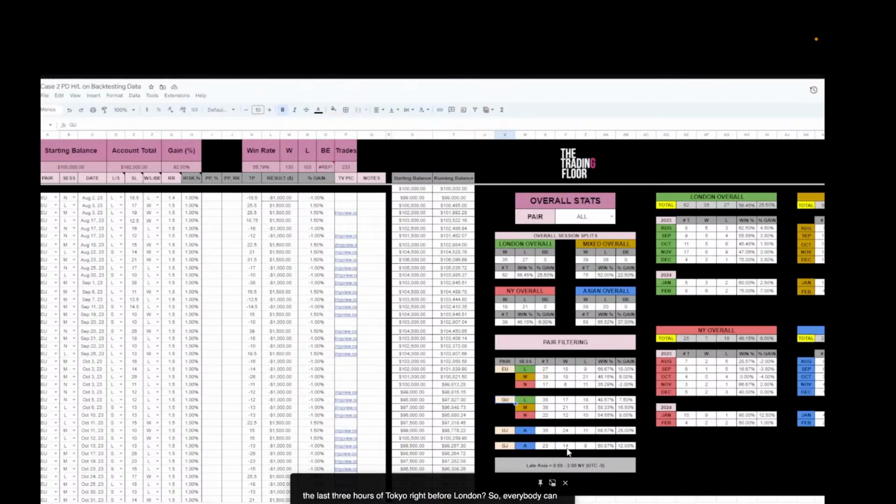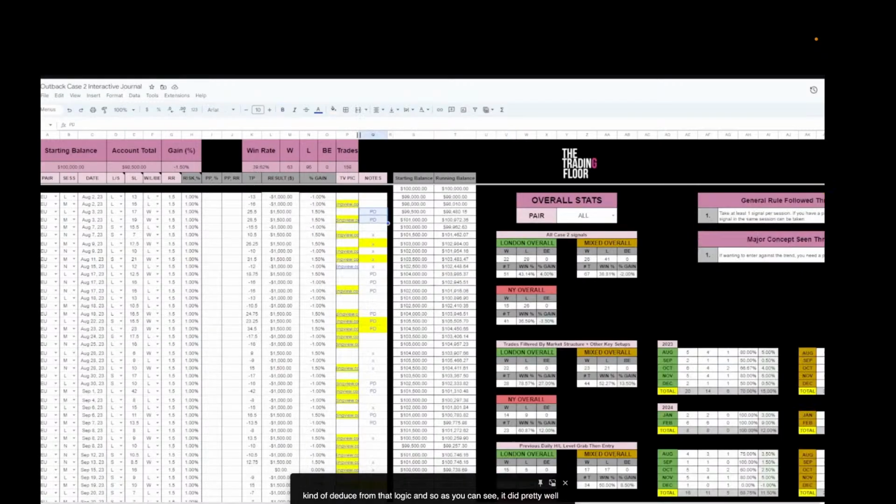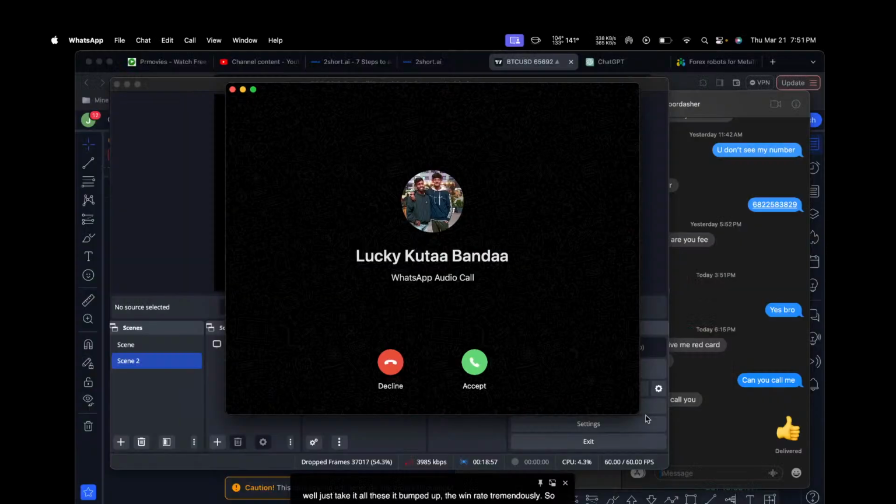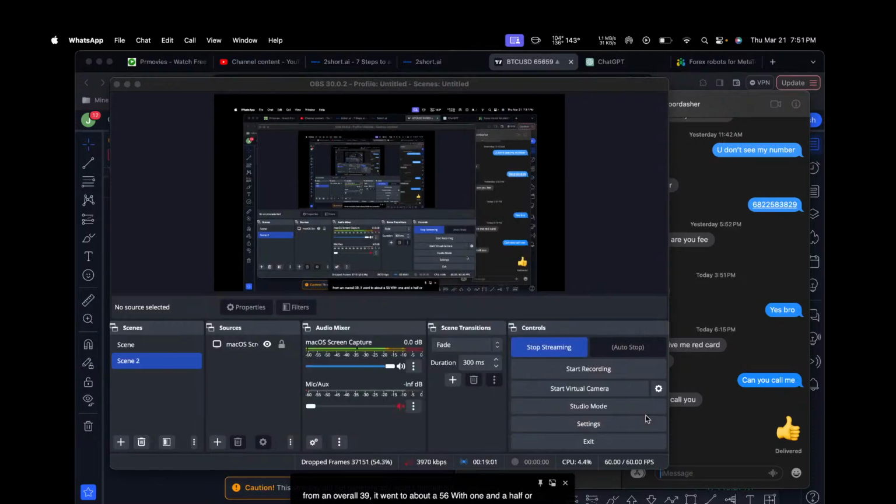And so as you could see, it did pretty well. Just taking all of these, it bumped up the win rate tremendously. So from an overall 39, it went to about a 56 with 1.5 R. London and mixed is pretty decent. Tokyo, late Asia is pretty solid.